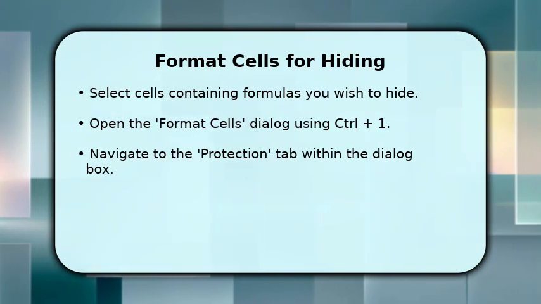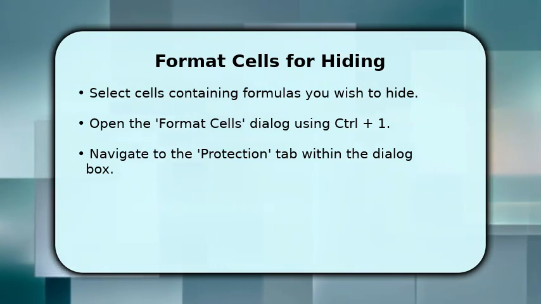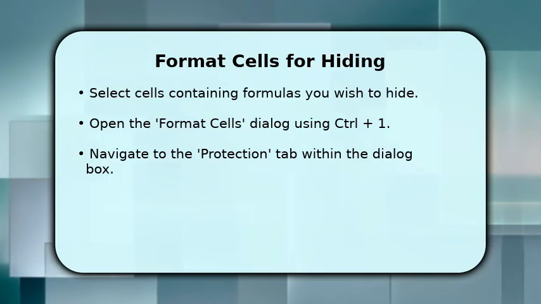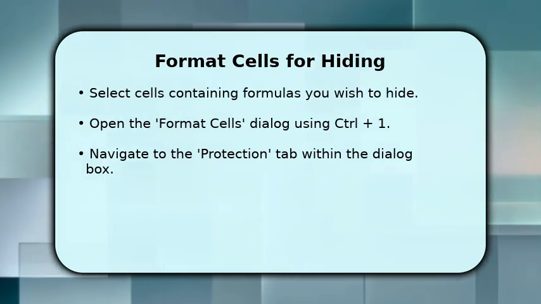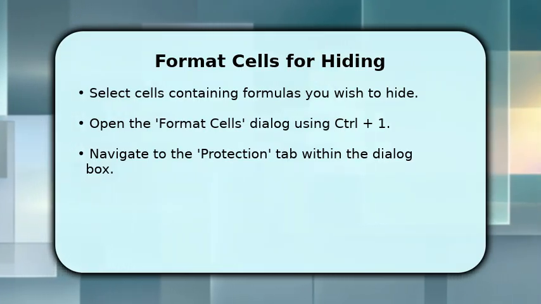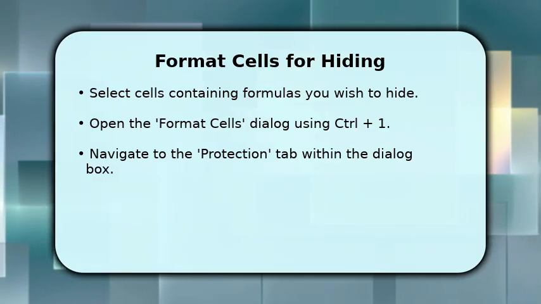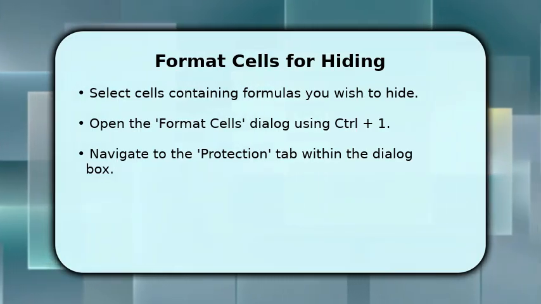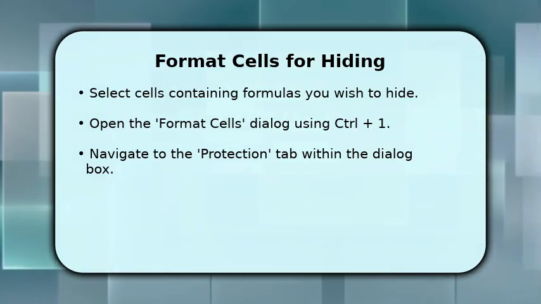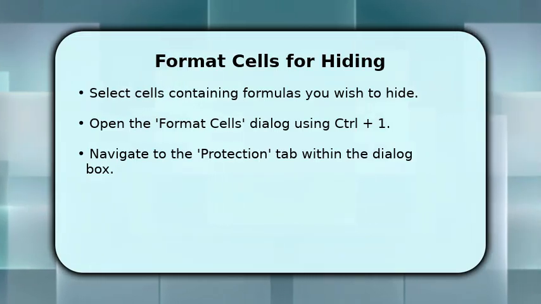First, select the specific cells or range of cells that contain the formulas you want to hide. You can select non-adjacent cells by holding the Control key. Once selected, press Ctrl+1 to open the Format Cells dialog box. Go to the Protection tab and check the hidden box. This setting tells Excel to hide the formula from the formula bar once the sheet is protected. Click OK to apply this change.